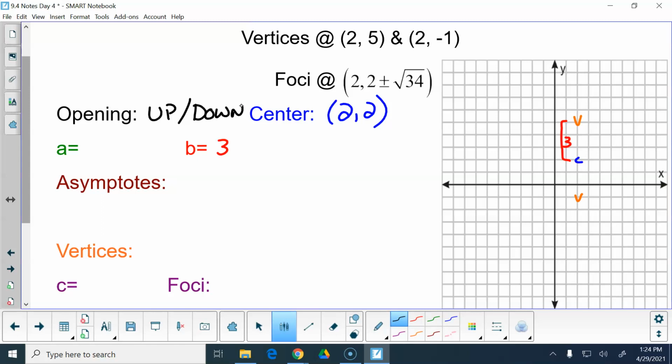34. No. How not? Because it's not 34. It's the square root of 34. There's a big gap between 34 and the square root of 34. Yep. Okay? So C is the square root of 34.